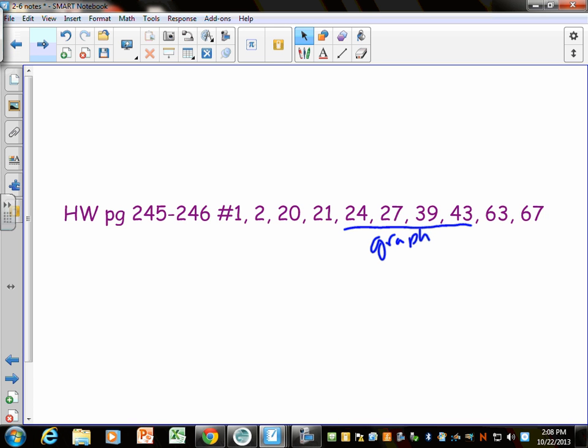This is homework 2-6. I don't know if the directions in the book say to graph these 4, but 24, 27, 39, and 43, I want you to graph. So make sure that you write that down. And I have graph paper if you want it, or you can make your own graphs. I don't mind. Let me pass this out real quick, and then I'll get graph paper out if you want it.